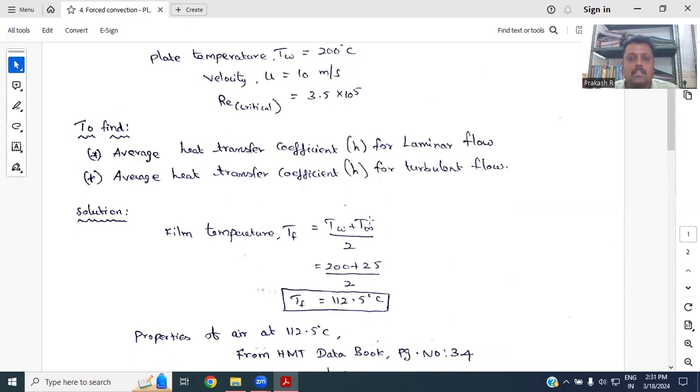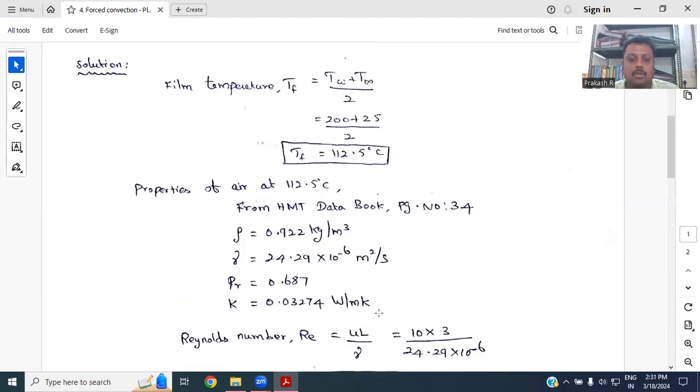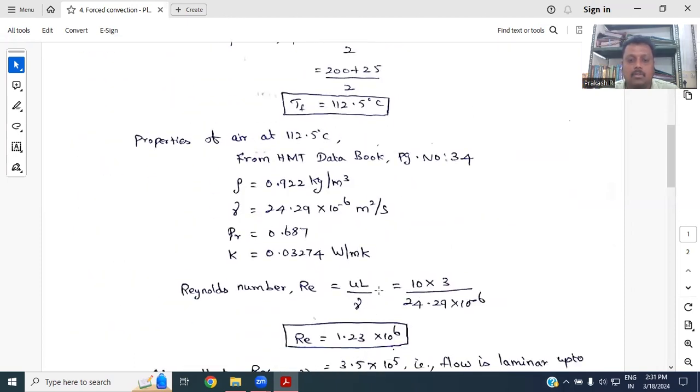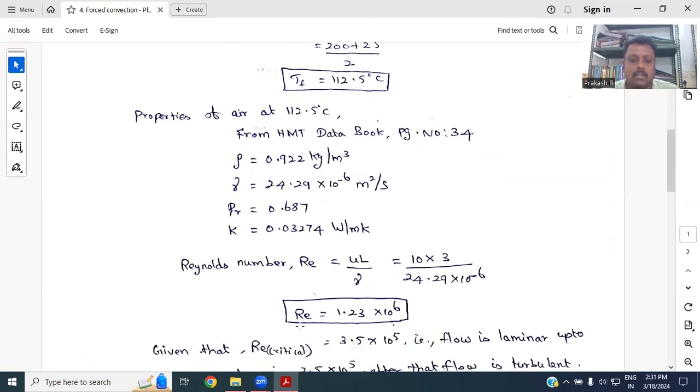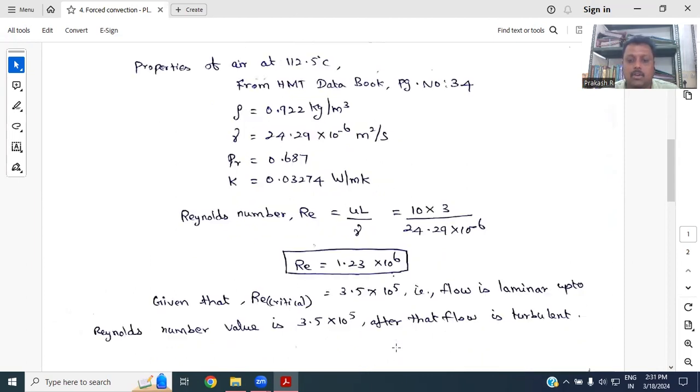Therefore, it is a problem on a plate, so Re = U L by nu. Here U is 10 and L is 3. The kinematic viscosity we identified as 24.2 into 10 power minus 6. By substituting these values, the Reynolds number is 1.23 into 10 power 6. The critical value given in the problem is 3.5 into 10 power 5. So up to 3.5 into 10 power 5, it is laminar flow. Greater than 3.5 into 10 power 5, up to 1.23 into 10 power 6, it is turbulent.